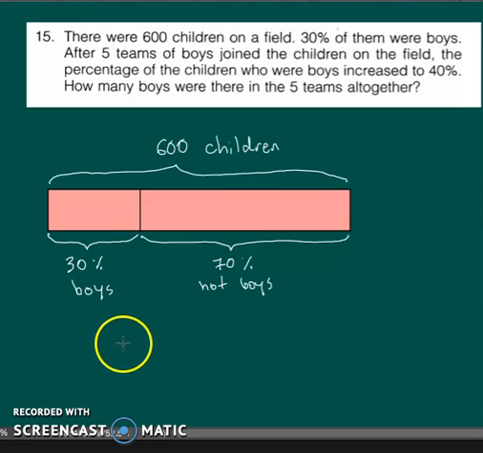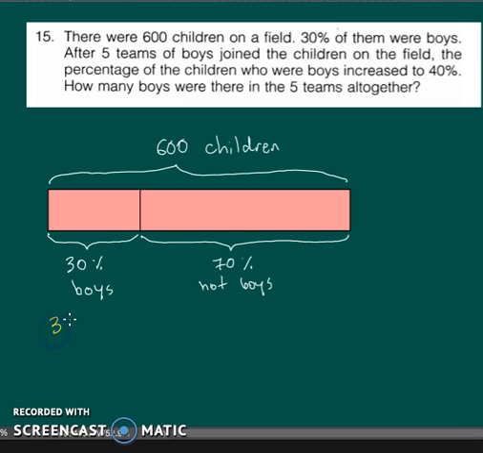Hi everyone. So in this problem, there are 600 children on a field. The first thing that we're told is that 30% of them are boys, and then we know that 70% of them are not boys. Before we start, let's find out how many boys and not boys these percentages actually represent.